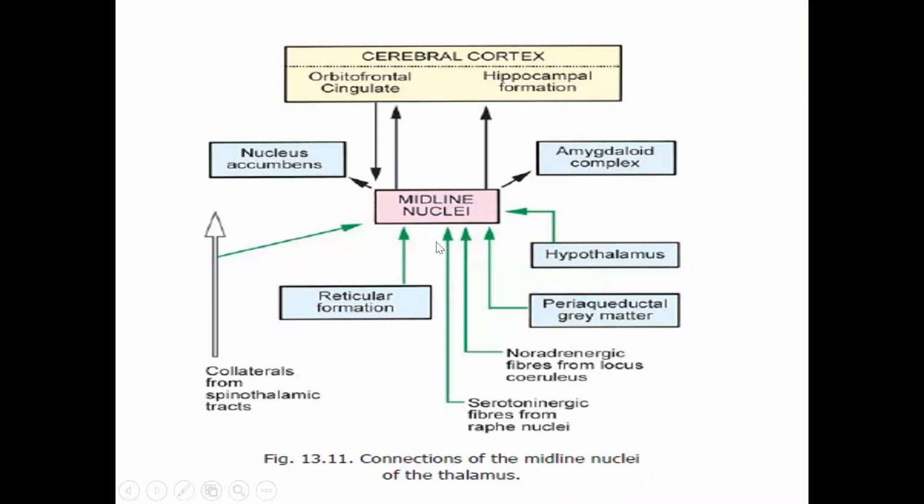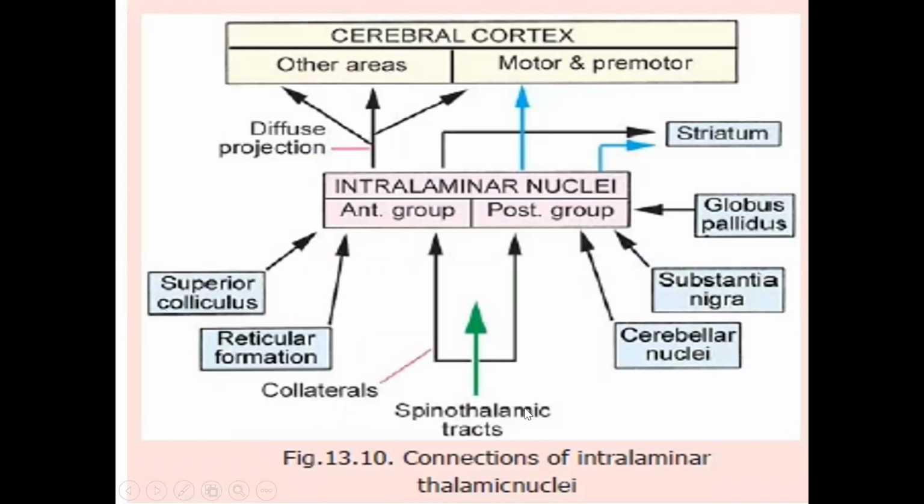The midline connections, afferent is from the hypothalamus and reticular formation, and efferent is toward the cerebral cortex. Again, the intralaminar group of nuclei, connection is from the spinothalamic tracts, reticular formation, substantia nigra, globus pallidus, and efferent again goes toward the cerebral cortex, prefrontal cortex.